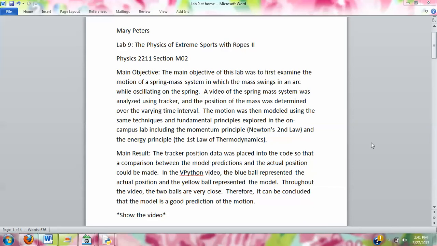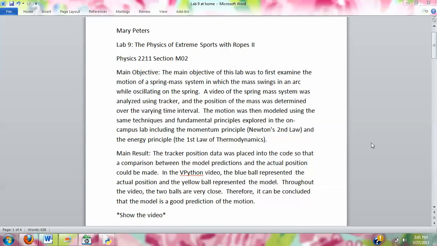The main objective of this lab was to first examine the motion of a spring mass system in which the mass swings in an arc while oscillating on the spring. A video of the spring mass system was analyzed using Tracker, and the position of the mass was determined over the varying time interval. The motion was then modeled using the same techniques and fundamental principles explored in the on-campus lab, including the momentum principle and the energy principle.